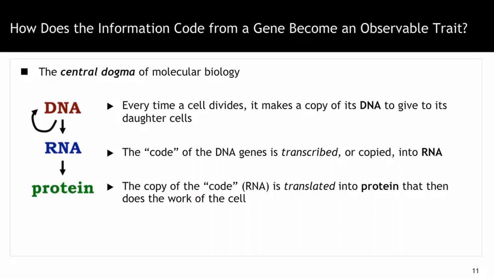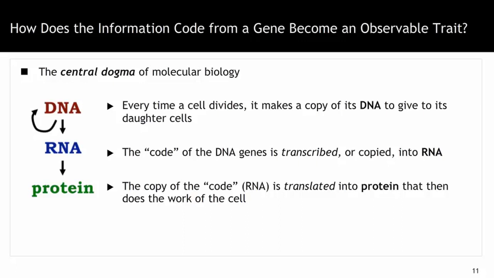Every time a cell divides, it replicates its DNA and makes a copy of its DNA to then give to its daughter cells. This DNA stays in the nucleus, except during cell division, in order to protect it. That way, we don't have more and more errors arise in the DNA over time. The RNA is the code of DNA genes, so it's transcribed or copied from the DNA. So this is then exported from the nucleus into the cytoplasm. This code, this copy of the code, the RNA, is then translated into protein.